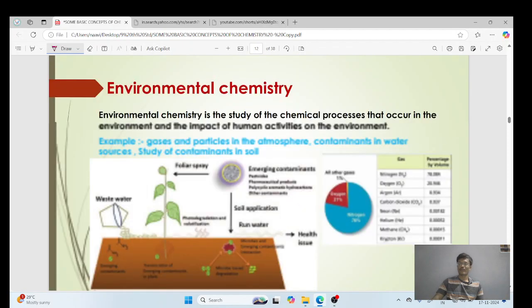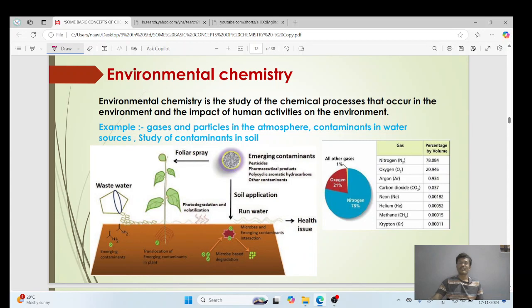Next, environmental chemistry. In environmental chemistry, we study the chemical processes that occur in an environment, and the impact of human activities on the environment. So how do chemical processes occur in the atmosphere? You may know that oxygen is 21%, nitrogen is 78%, and all other gases 1% in the atmosphere. Different gases are present in the atmosphere: nitrogen, oxygen, argon, carbon dioxide, neon, helium, methane, krypton.